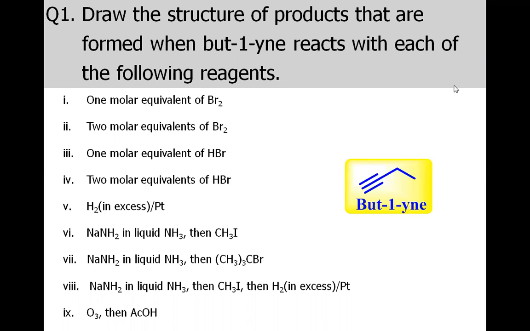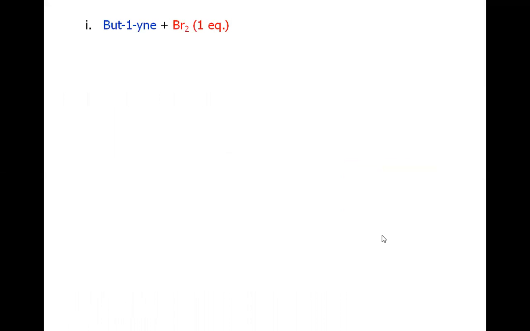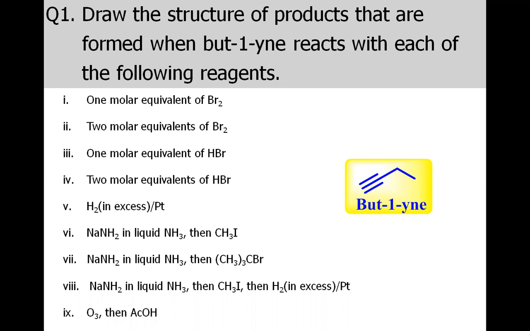And here is the structure of but-1-yne. We have a four carbon chain with a carbon-carbon triple bond at position number 1. So let us begin. The first reaction was but-1-yne plus bromine, 1 equivalent, because it was written 1 molar equivalent. With 1 molar equivalent, we have the same molar ratio between this but-1-yne and the bromine molecule.